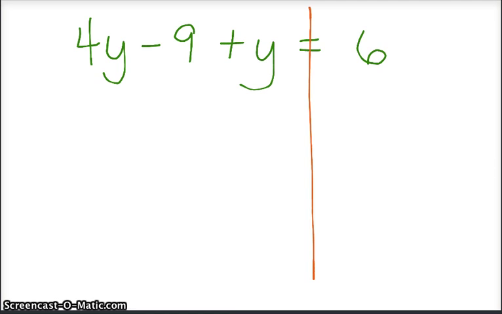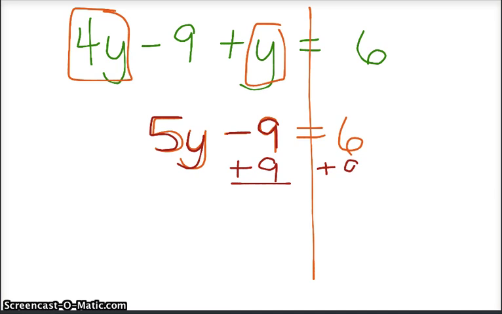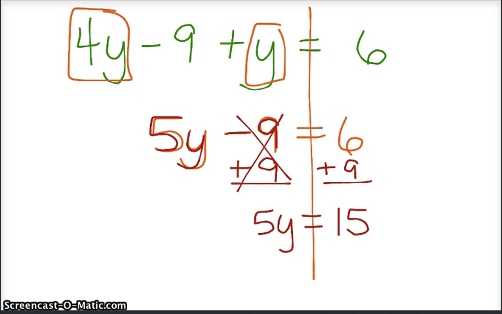All right, so first thing that we should do is simplify. So we have 4y and another y. That's 5y. And I have minus 9 equals 6. All right, so my next step, I want to get the 5y by itself, so I need to cancel out this minus 9. I'm going to do that by adding a 9 to both sides. That side cancels. So I have 5y equals 9 and 6, looks like 15.